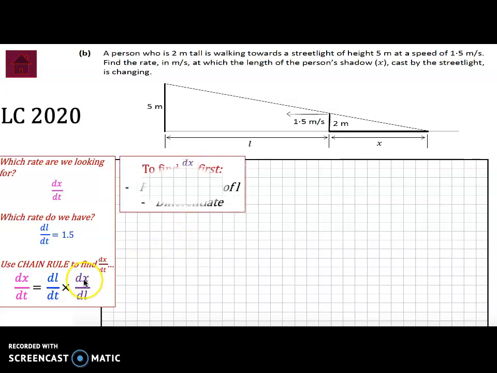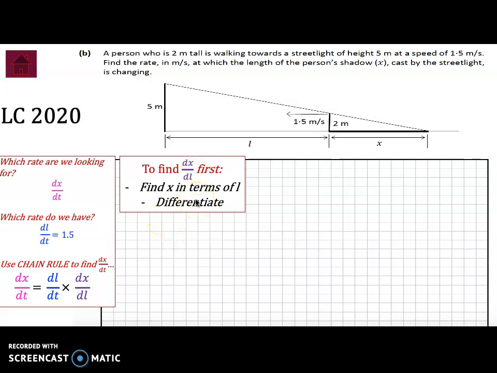So how do I find that? I now need an equation in x and L. An equation with x and L in it, and I'm going to differentiate that to get dx/dL. If I can find an equation of x in terms of L, I can just differentiate that to get dx/dL. If you're not familiar with this, that's quite complicated, but otherwise you should be following along here.